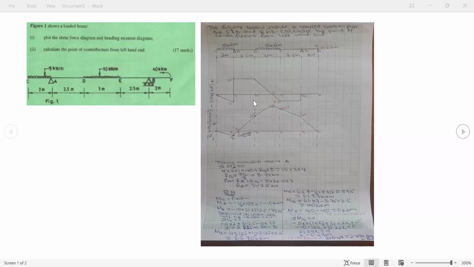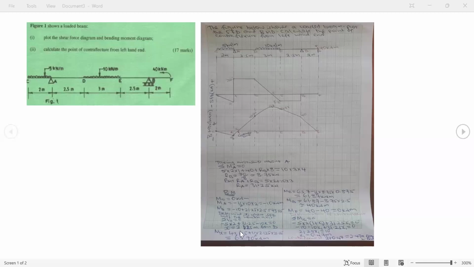Now that x, I can assume it is measured from line D, not point D, to where the SFD line crosses line CF. So I will come and say minus 5 times 2, minus 5, this is UDL, is acting downwards, plus 31.25, reaction A is acting upward, minus 10x. 10x is converting this UDL to a point load by multiplying by an unknown measure x from D to the point where it is intersecting, equivalent to 0.